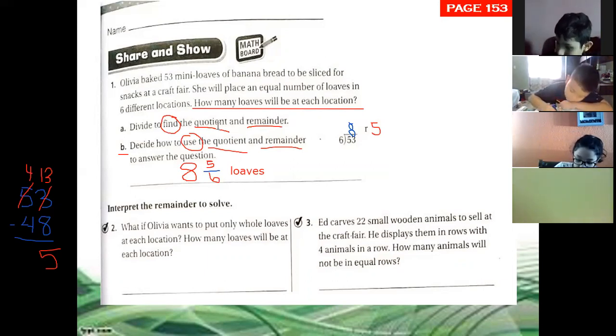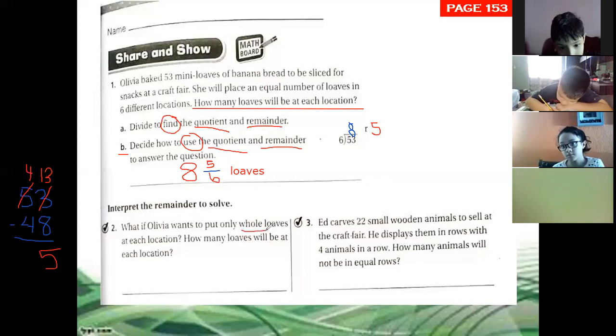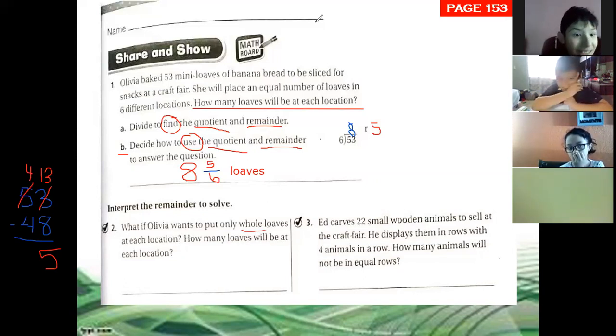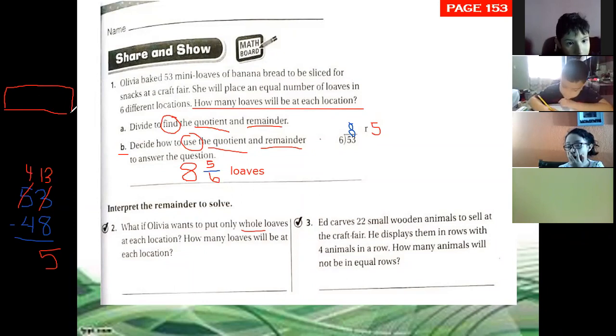Interpret the remainder to solve. What if Olivia wants to put only whole loaves? Whole loaves only. It means not pieces. Loaf is the shape of the bread, like pan molde. Pan molde, that's a loaf of bread because of the shape.